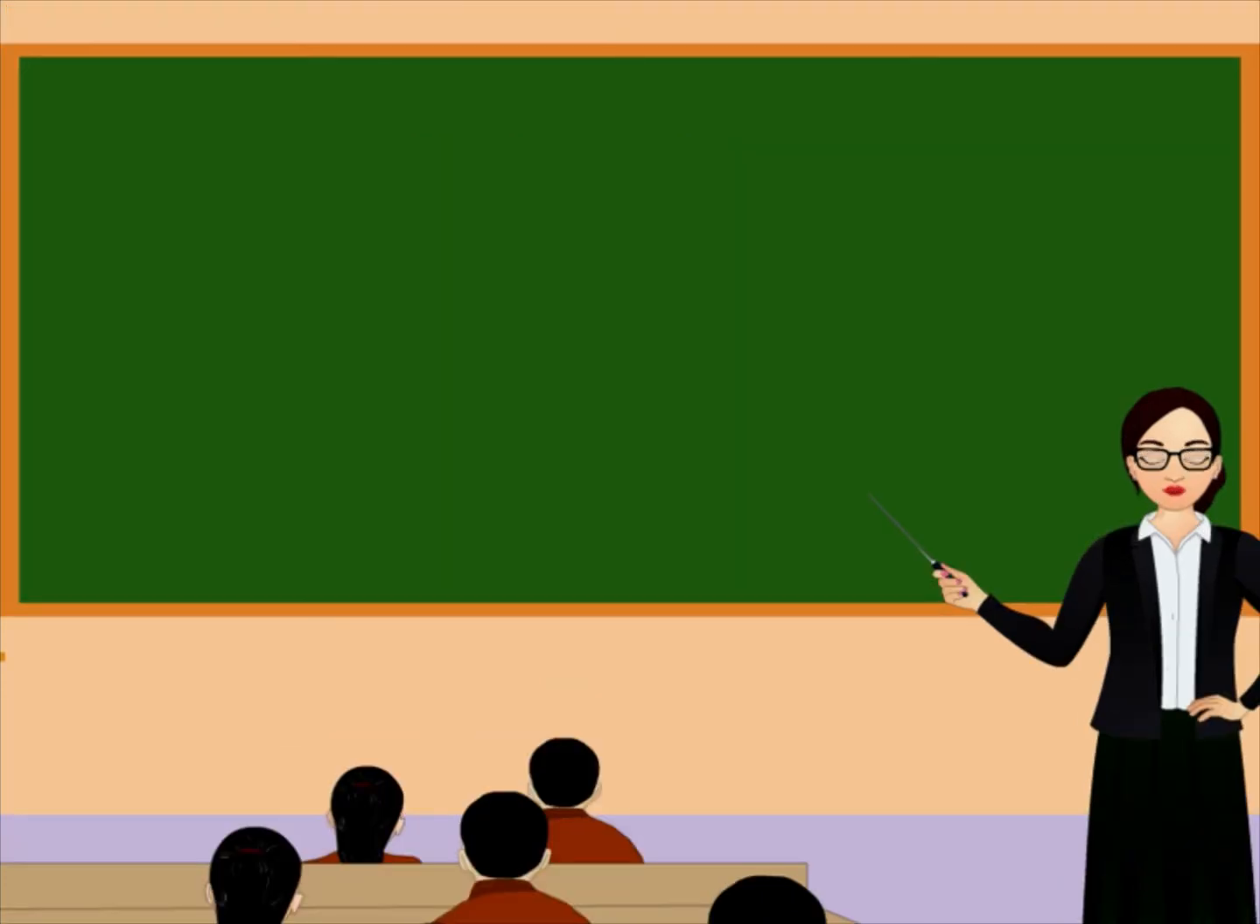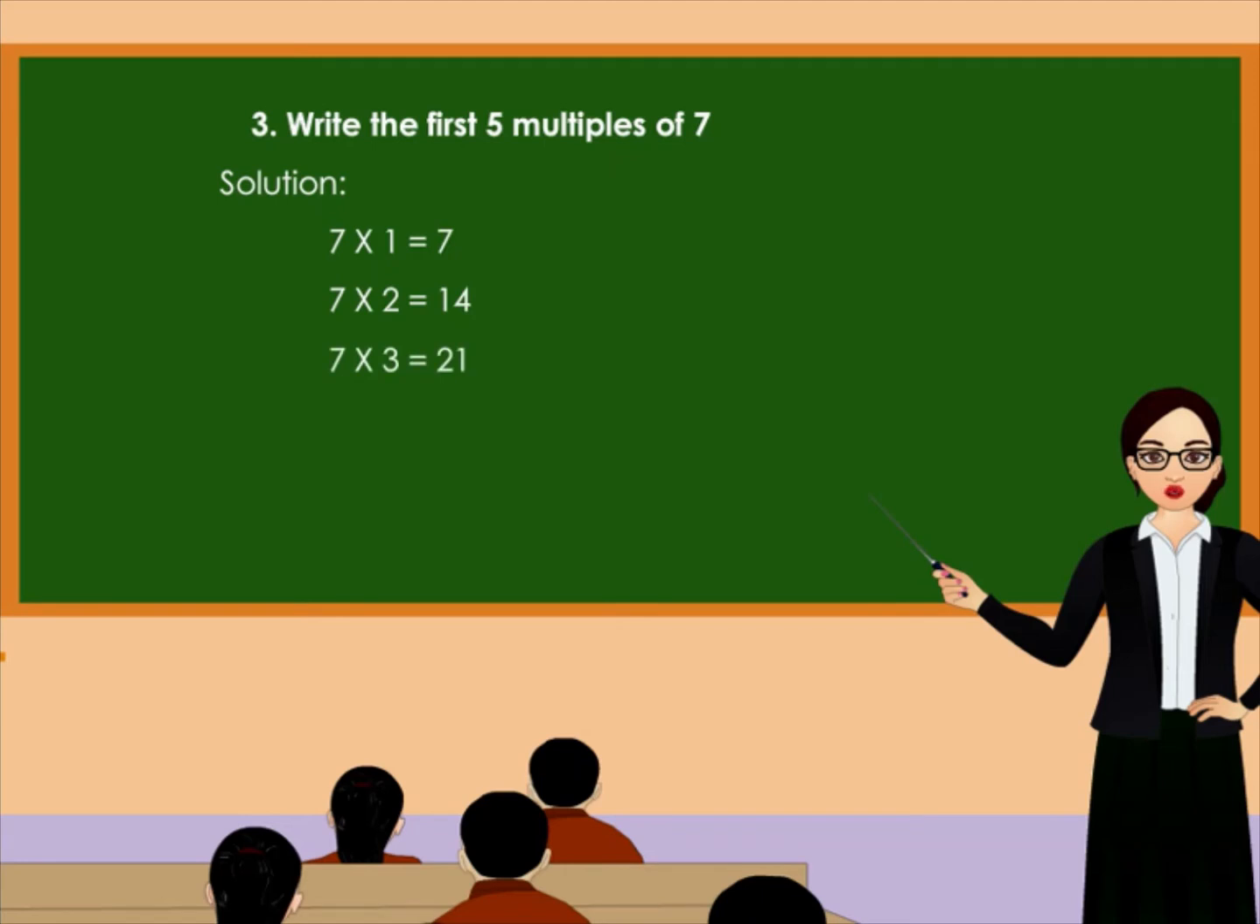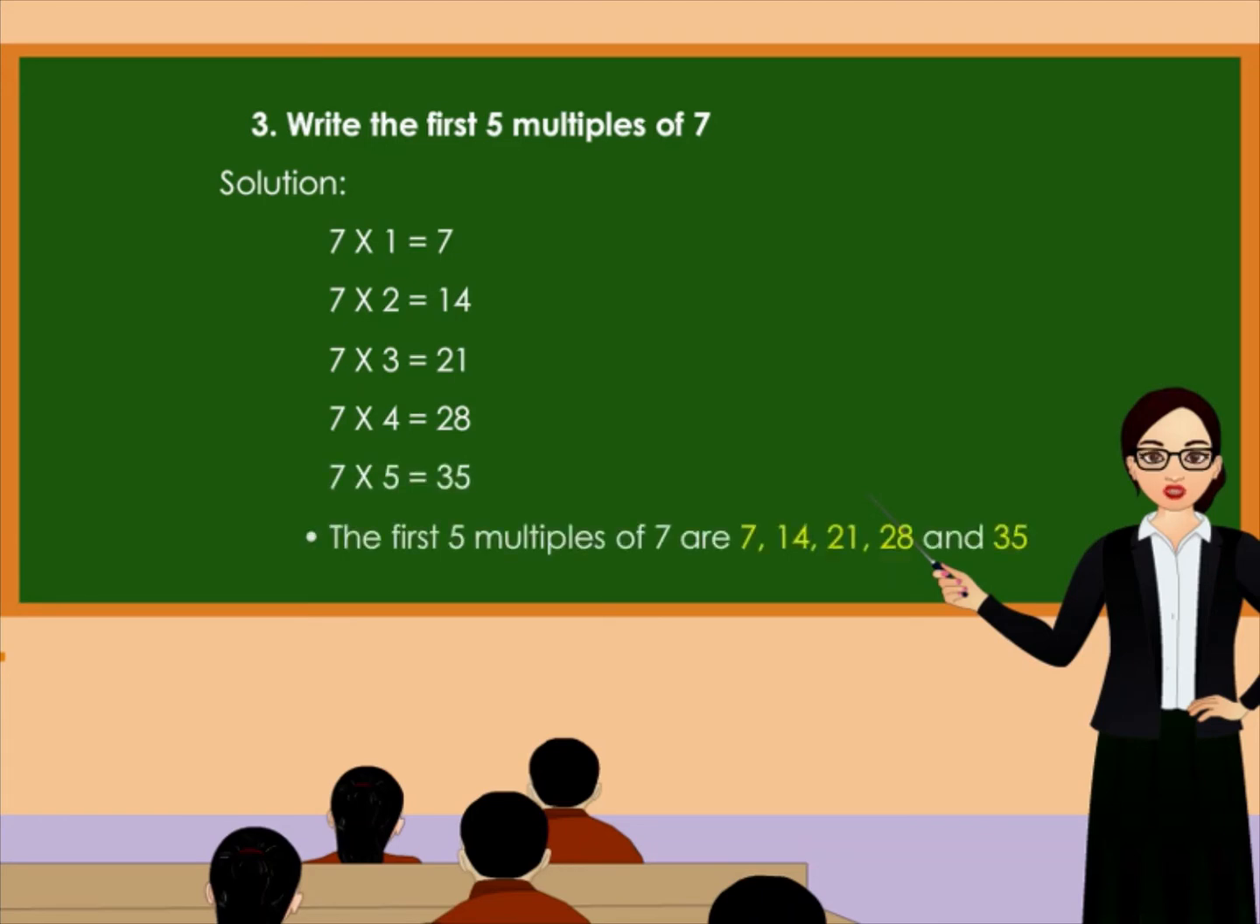The next problem is write the first 5 multiples of 7. The first 5 multiples of 7 are 7 times 1 is equal to 7. 7 times 2 is equal to 14. 7 times 3 is equal to 21. 7 times 4 is equal to 28. 7 times 5 is equal to 35. Therefore, the first 5 multiples of 7 are 7, 14, 21, 28, and 35.